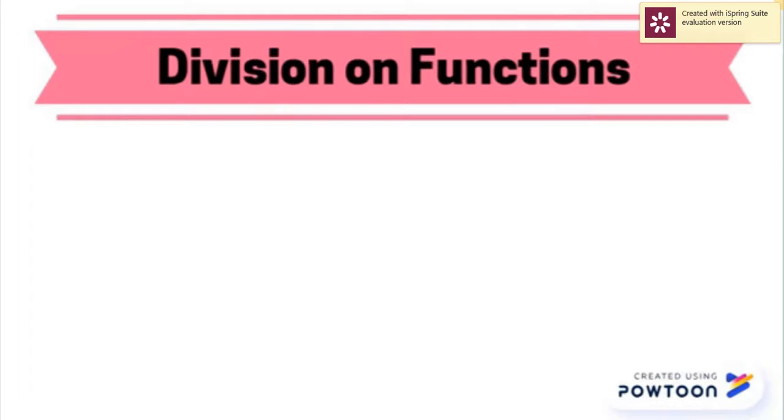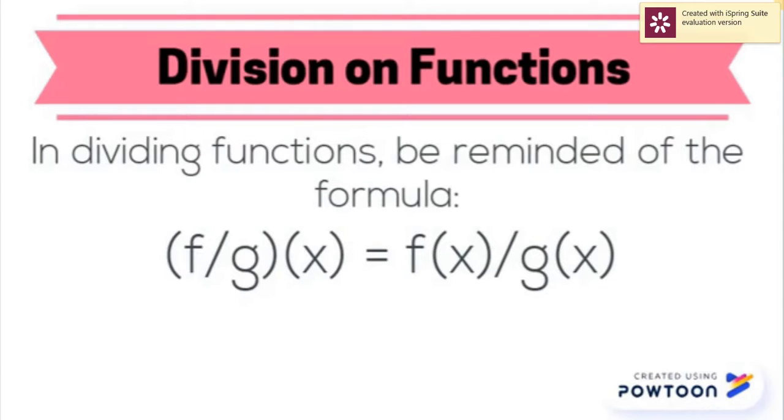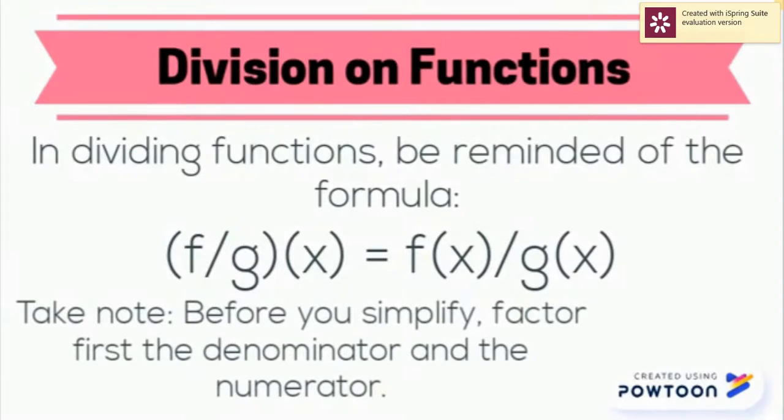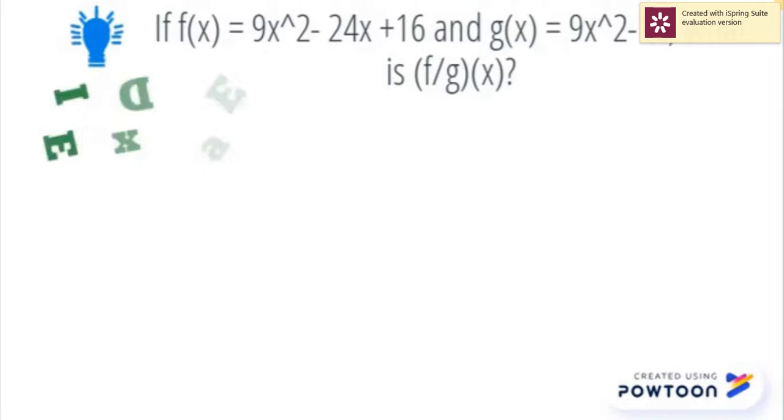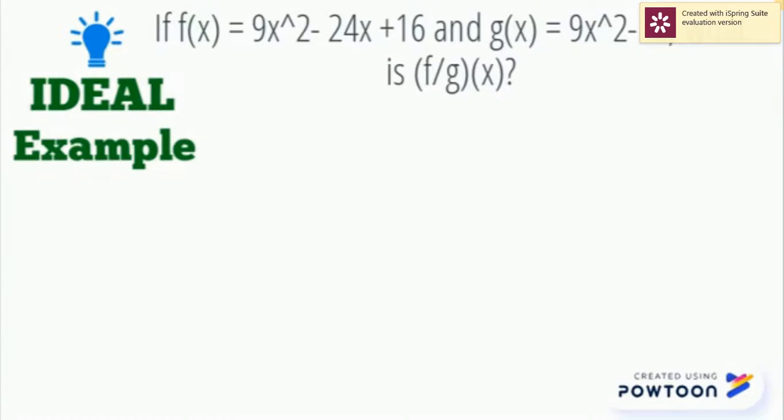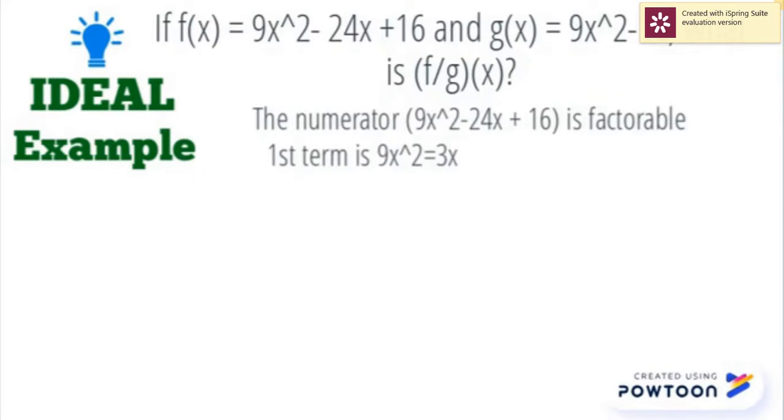Division on functions. In dividing functions, be reminded of the formula: f over g of x is equal to f of x over g of x. Take note, before you simplify, factor first the denominator and then the numerator. 9x squared minus 24x plus 16 over 9x squared minus 16. Factor the numerator and the denominator as seen in the given. The numerator is a perfect square trinomial, and the denominator is a sum and difference.